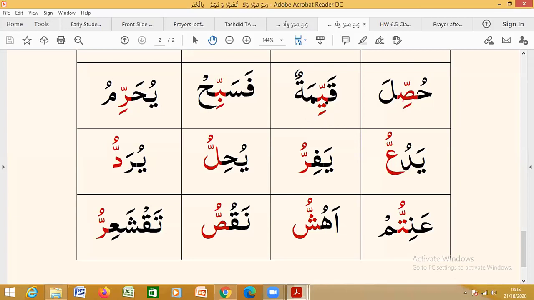But you just have to make sure that in this first section over here, you join the qaf to the ya with force, okay? Qayyimatun. Perfect. Let's carry on.